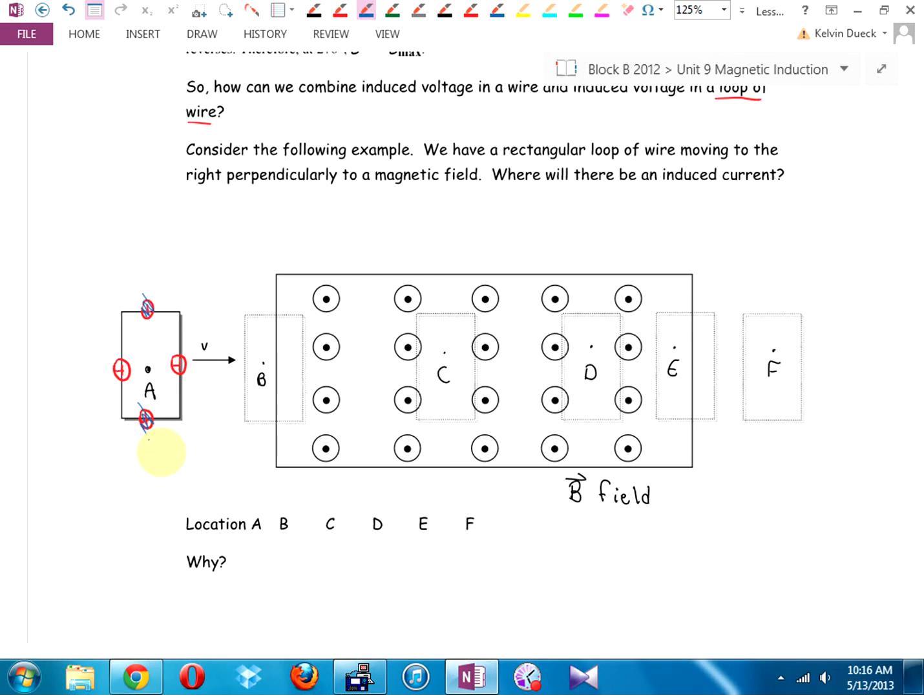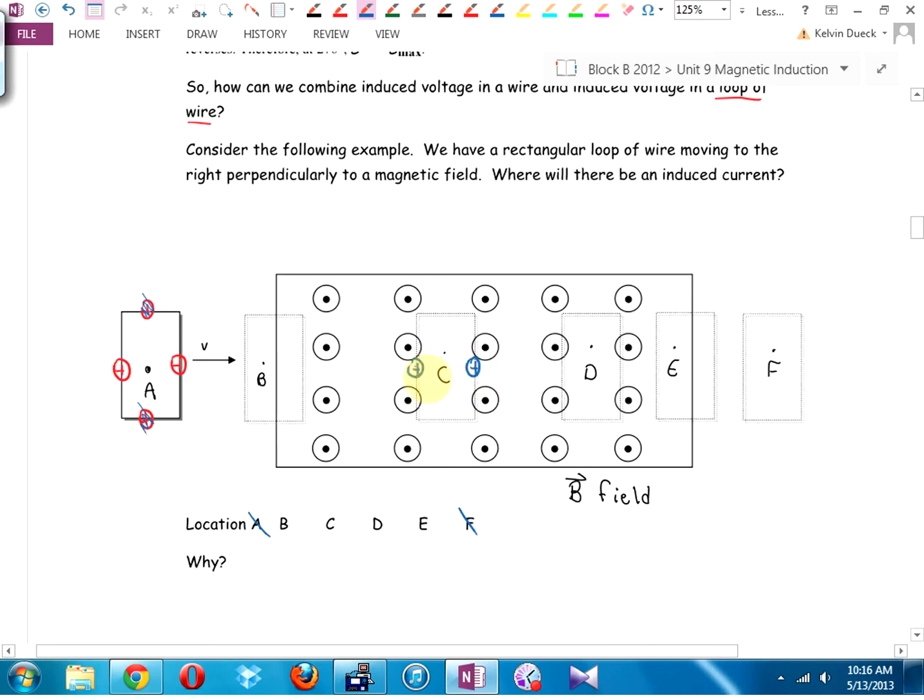Now, in location A, is it even in the magnetic field? So will there be any induced voltage? So let's cross out A, and we can also cross out which location? F. I'm going to come back to B and E in a second. I want to look at location C. Now in location C, I have a charge at the front, I have a charge at the back.